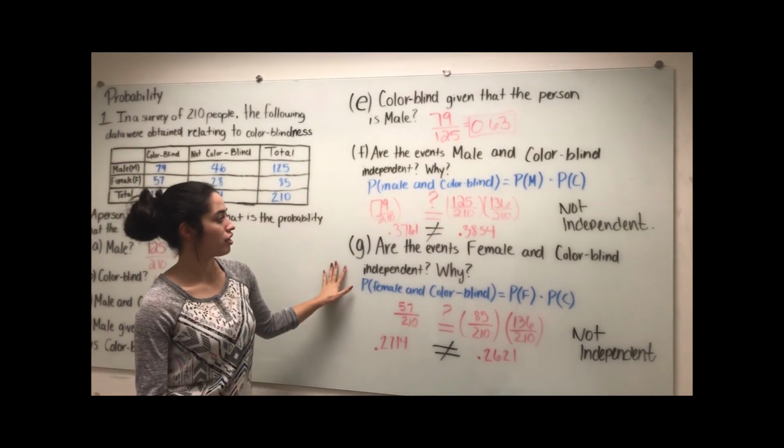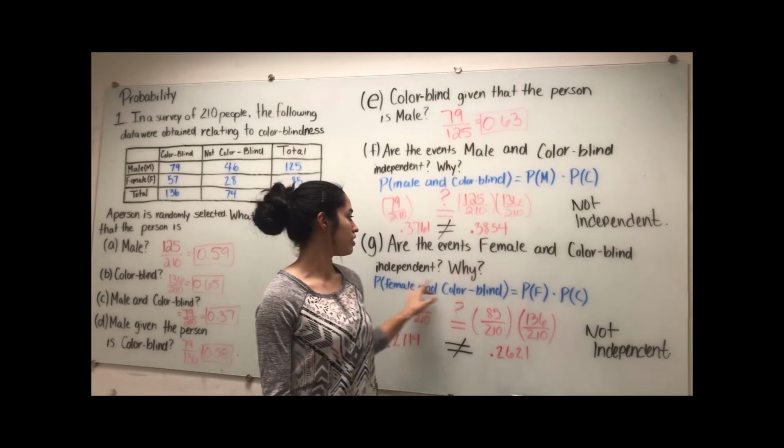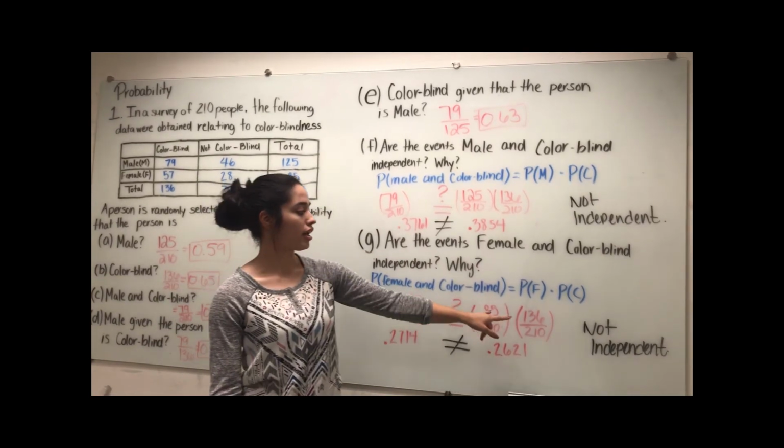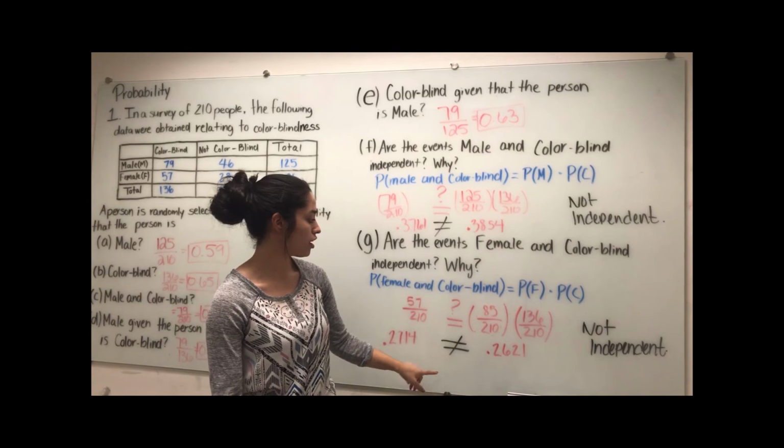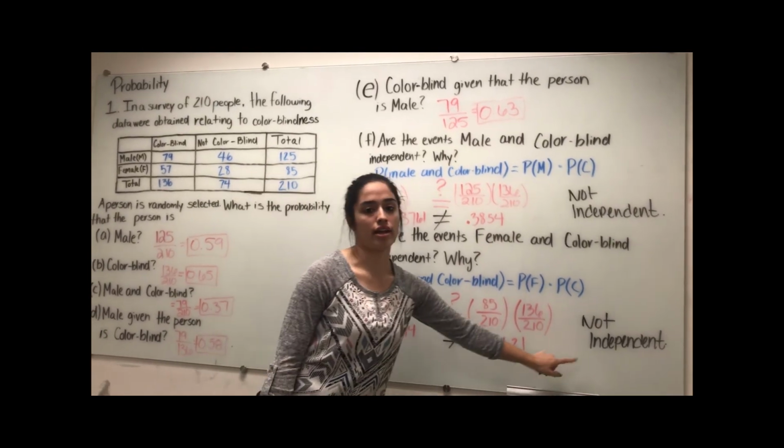And the same goes for here. Are the events female and colorblind independent, and why? So here's the equation again, and here we wrote it down for you with the variables, and they weren't equal again, so they are not independent.